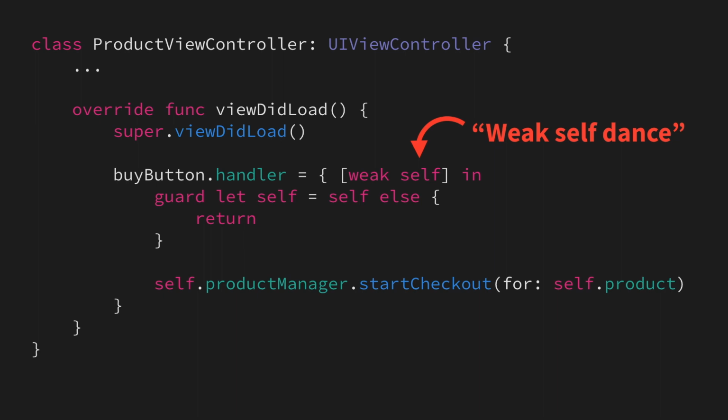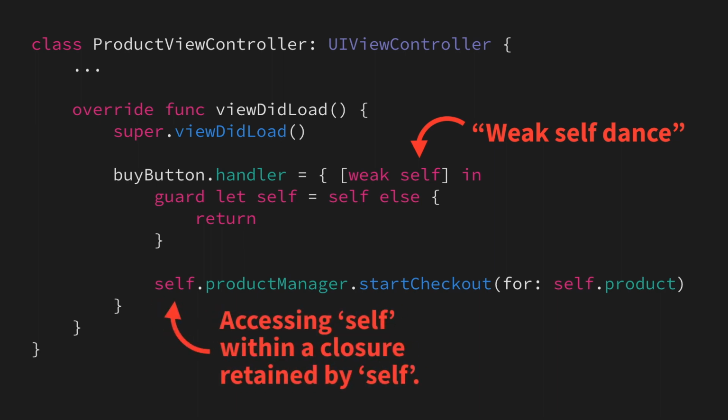And we're doing this because we're accessing self within a closure that is also retained by self. Since this closure will be retained by our buy button, and since our view controller then retains the buy button, we would cause a retain cycle if we don't keep a weak reference to self here. Now for readability, it could be argued that this could be better. So let's see if we can use first-class functions to fix this problem.